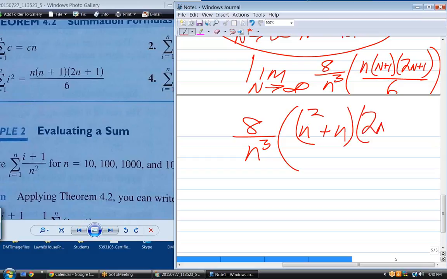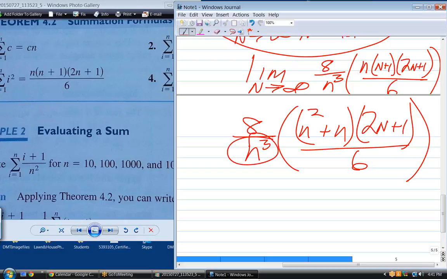Multiply that by 2n plus 1, over 6. N cubed was the highest term, and every other term has less than n cubed in the numerator. And I still have this n cubed that's going to be in the denominator of every other term.